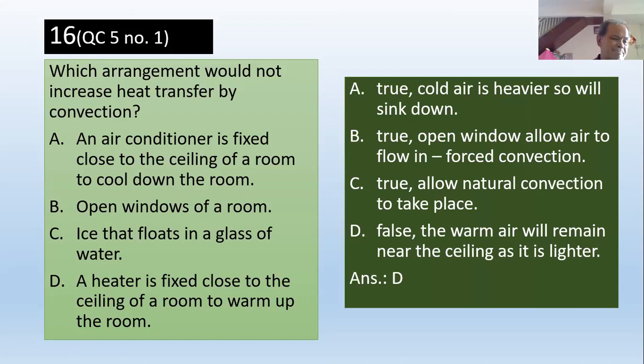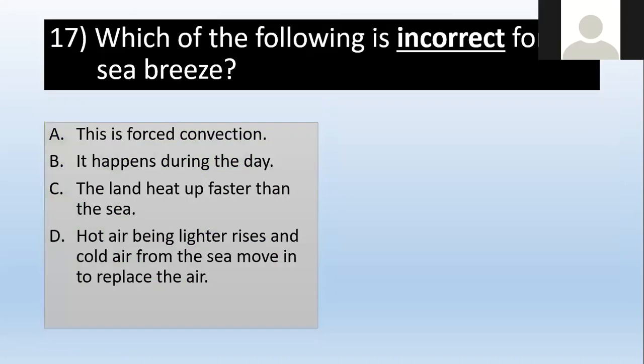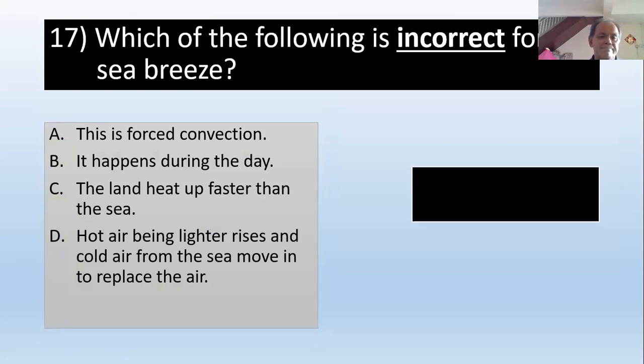Okay with that? Yeah, okay. This one you got it correct also. Which of the following is incorrect? Sea breeze. Oh, I got this correct. A, yeah. Sea breeze is not forced convection, it's natural convection. Yeah, it's natural, it's not like external.